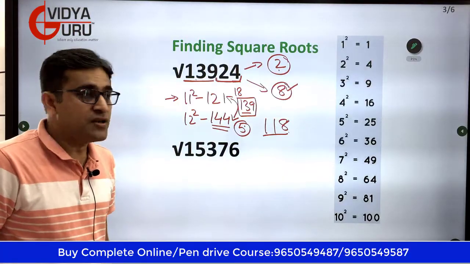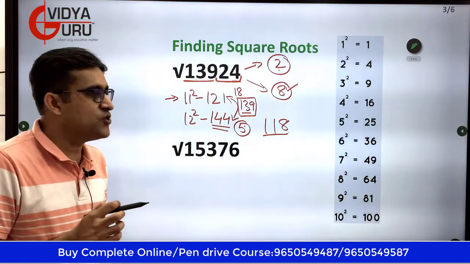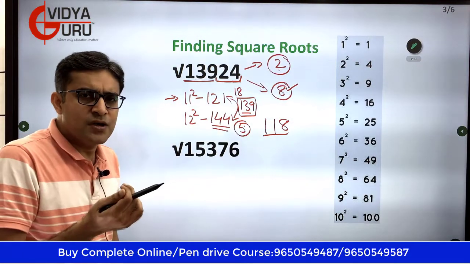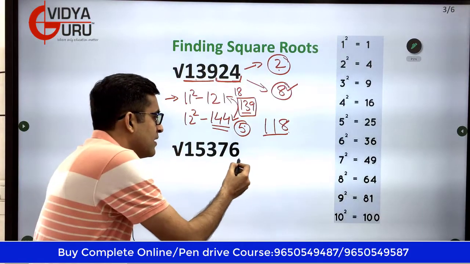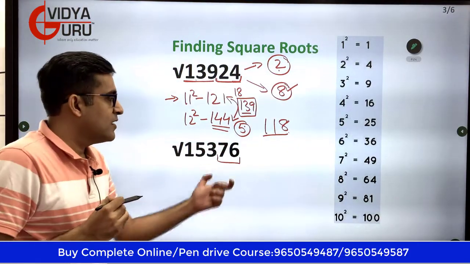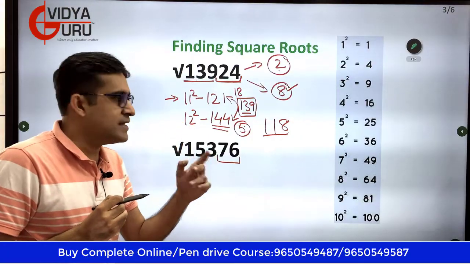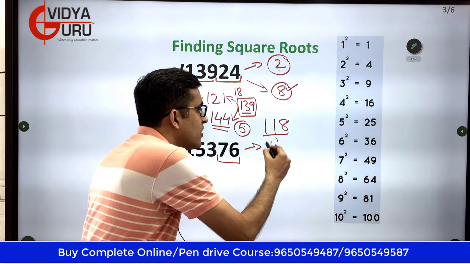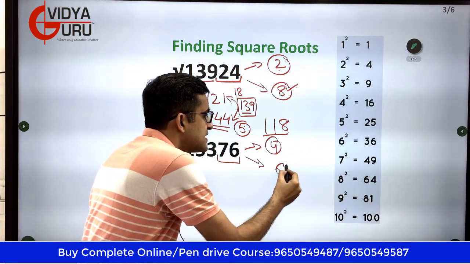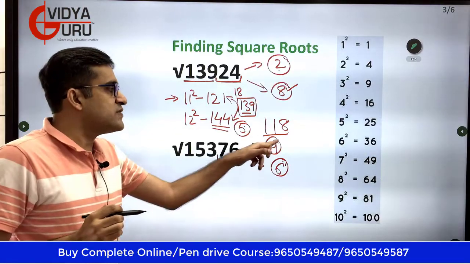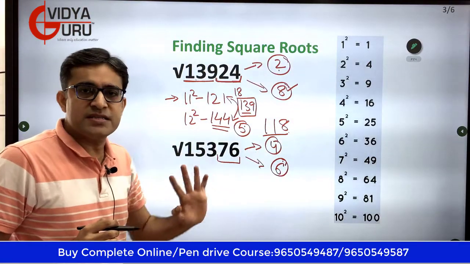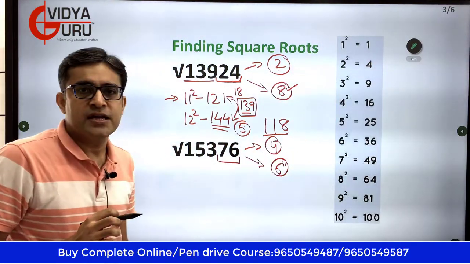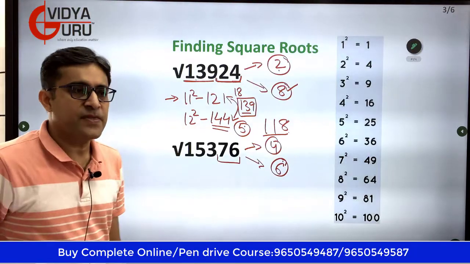Now in the comment section, you have to tell me the square root of 15376. I'm giving you certain clues, certain pointers. Don't worry about the 76. The important thing is 6. 6 can be there because of 4 or 6 in the units place. Why? Because 4 square is 16 and 6 square is 36.